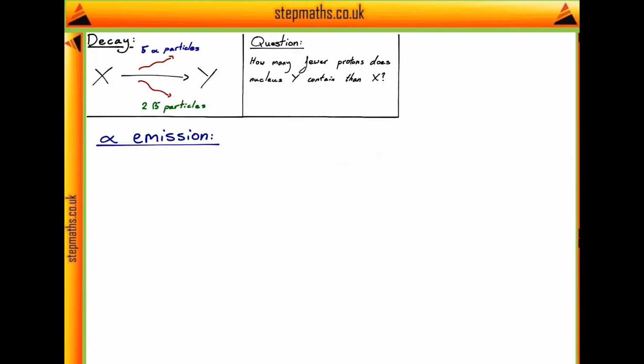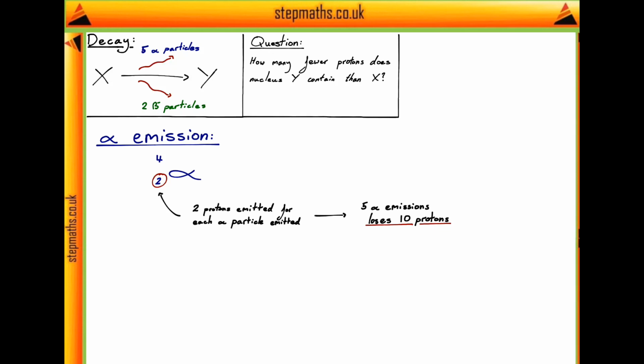Let's begin by considering the alpha particles emitted in our decay. If we think about a single alpha particle, we know that it has a mass number of 4 and a proton number of 2. This proton number of 2 means that the alpha particle has 2 protons in it, so with each decay, the X nucleus shall lose 2 protons. Therefore, if we lose 5 alpha particles, then the contribution of the 5 alpha particles shall result in X losing 10 protons. There we are, so that's all we need to think about with our alpha emissions.